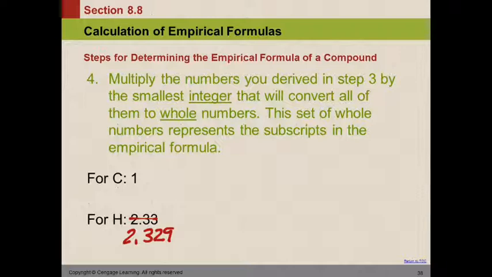So I'll try multiplying this by 2 and seeing what I get. So I go times 2, and I get 4.658. Is that close enough to round? No, it's not. So that didn't work. So then I'm going to try 3. So what you do is you try 2. If 2 doesn't work, you try 3. If 3 doesn't work, you try 4. That's the trial and error method. So I'm going to try 3.